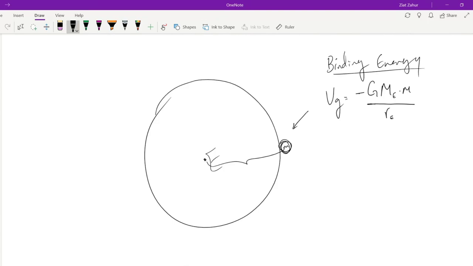And this binding energy is another way of saying that all objects are bound to the surface of the planet, because they have negative potential. Clearly, if you have negative potential energy, you're unlikely to accelerate or move upwards. Right? On its own, naturally, it's unlikely to go.